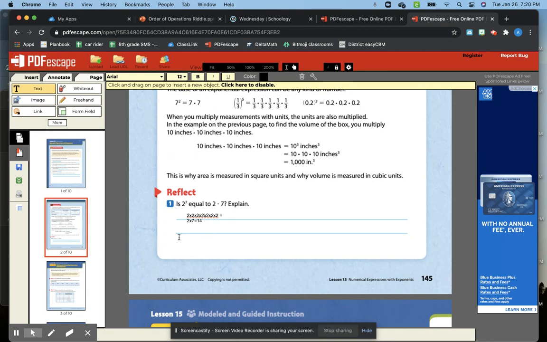That is a common mistake, because people like to just take the big number and multiply it by the small number. But remember, the exponent tells you how many times to multiply the larger number by itself.